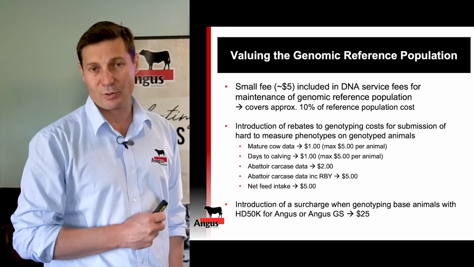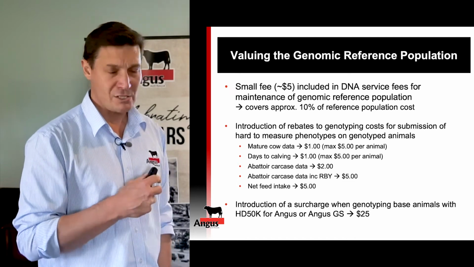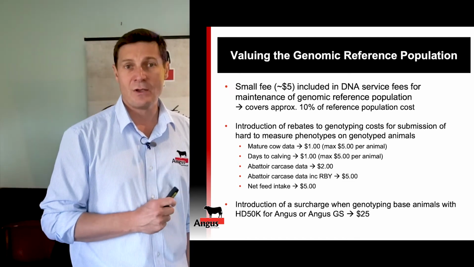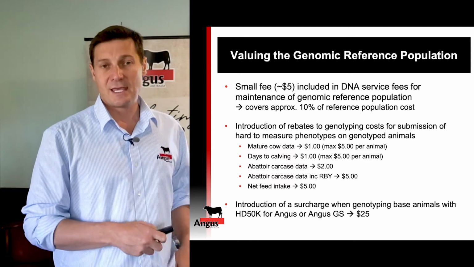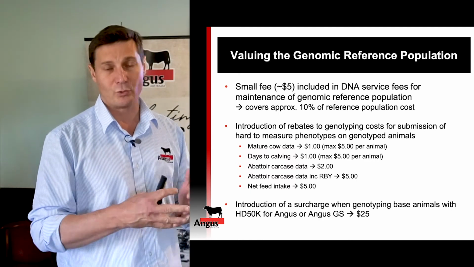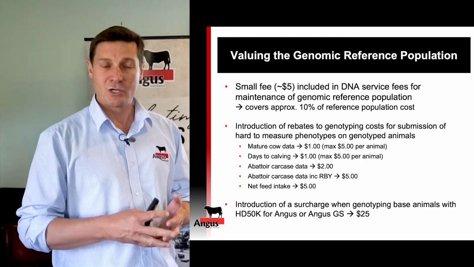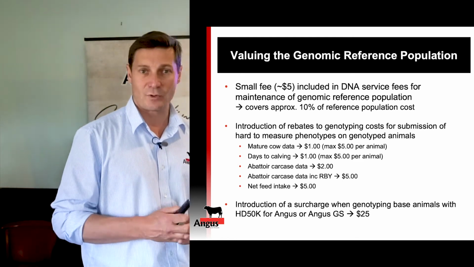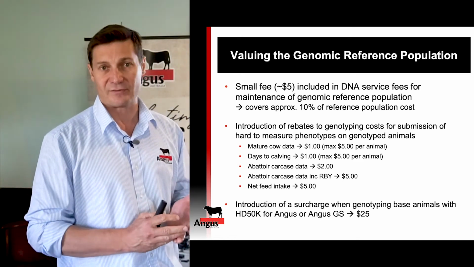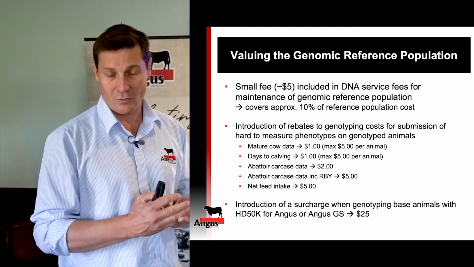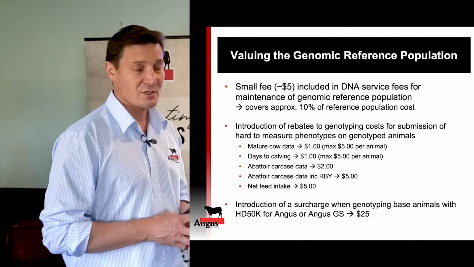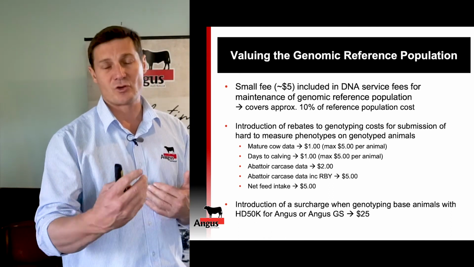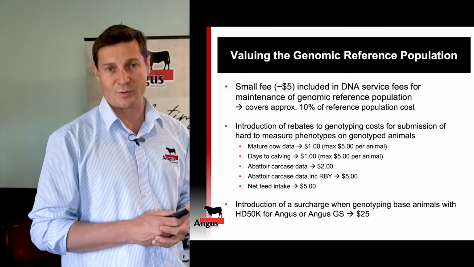One thing which has been in place for some time is that when you order DNA services from Angus Australia, a component of the fee that you pay is for the ongoing maintenance and building of that genomic reference population. So at the moment you pay your $51.45 for either an Angus GS or an HD50K or the Angus Ultra Low Density at $40, around $5 of that fee goes and contributes to the building of that reference population.